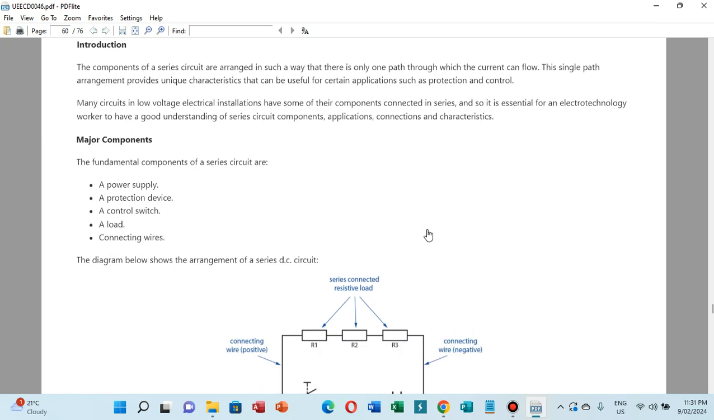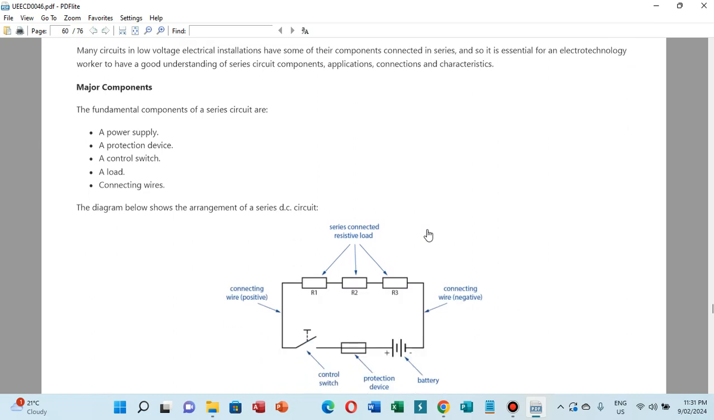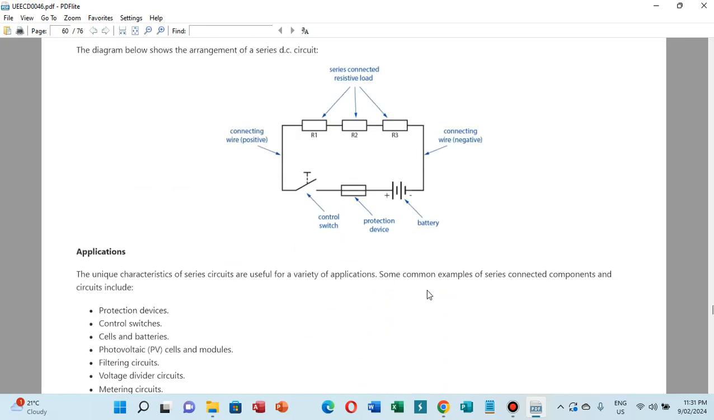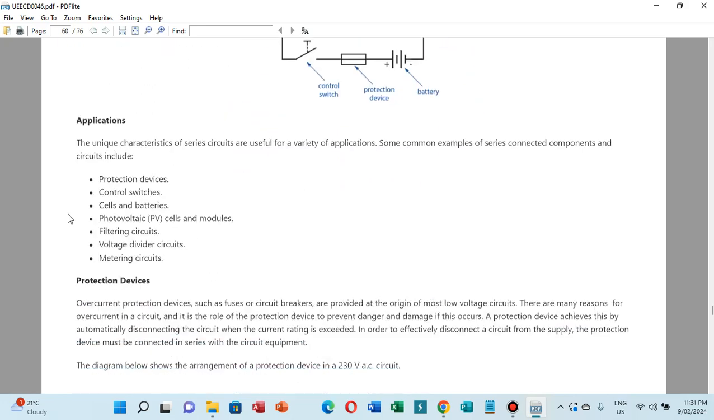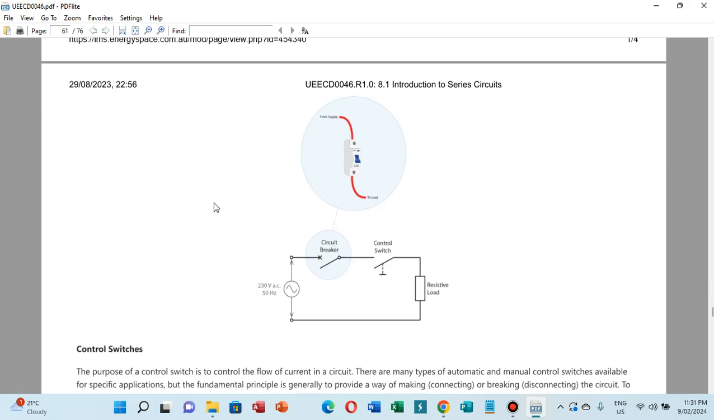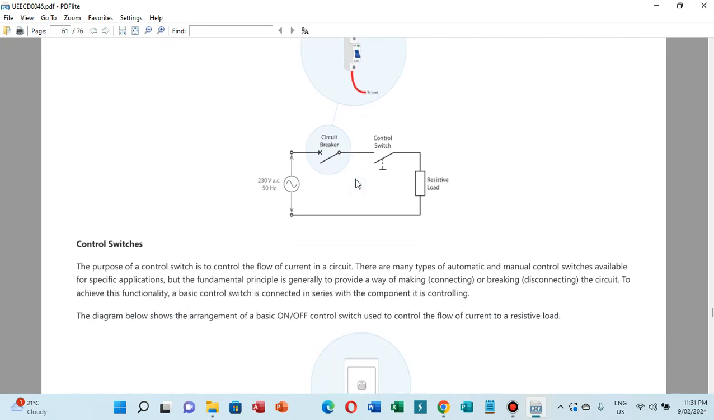The major components will be the electrical power supply, control switch, connecting wire, and protection devices. Those are the major components of the electrical circuit, and we can apply the electrical current in the protection control: cell, battery, photovoltaic cell, filter circuit, voltage divider, and ammeter circuit. The protection devices are also, you can see the electrical switch, those are the protection circuit or the circuit breaker.